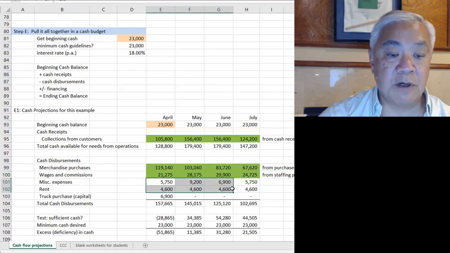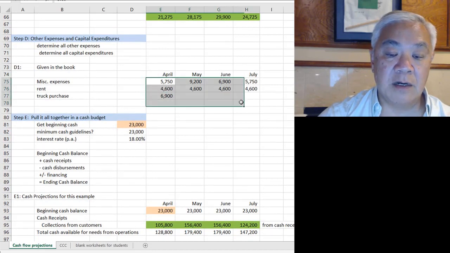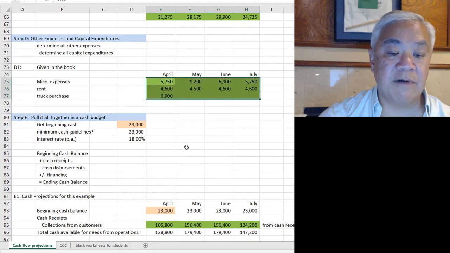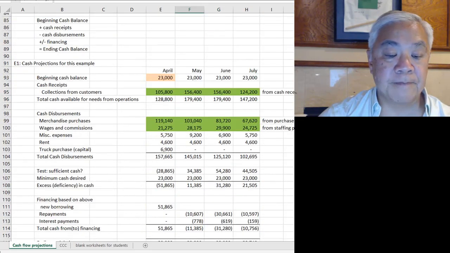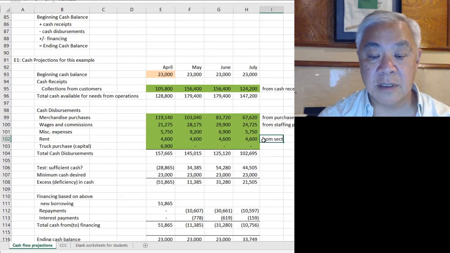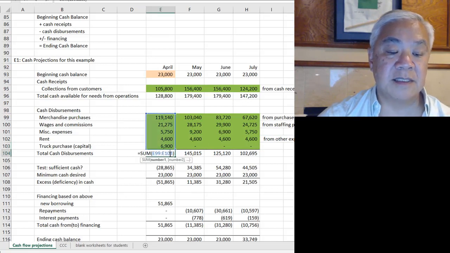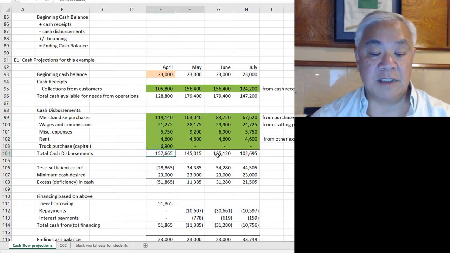All right, next we have miscellaneous expenditures and rent. So here, these two rows, plus this one capital expenditure, we just did above, right here. So this section here represents the other cash flows that we were given in this case. So this is all from other expenses, capital expenditures, section D. All right, so now total disbursements. This is a sum command, and we just copied across.